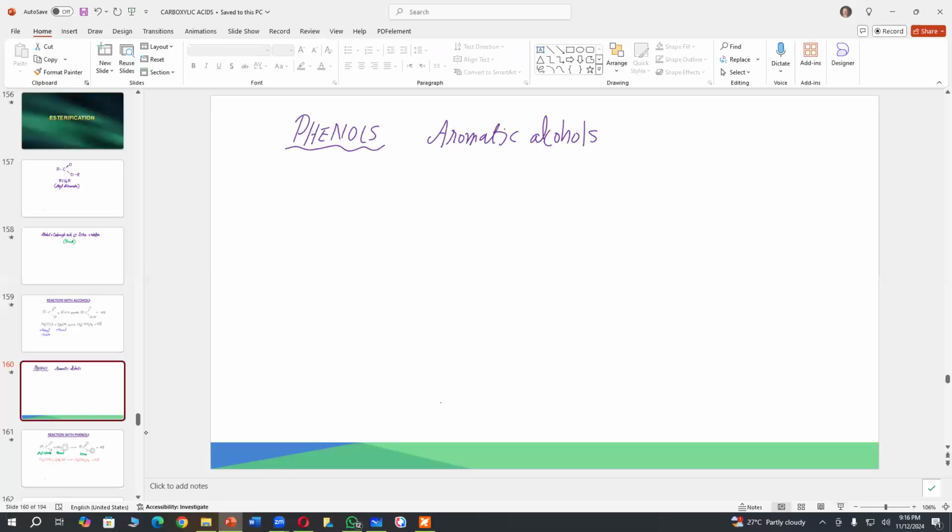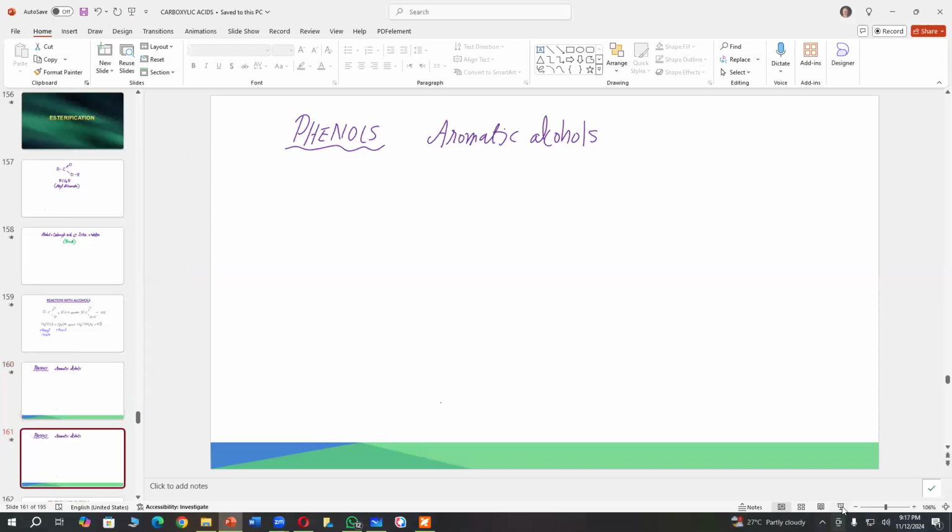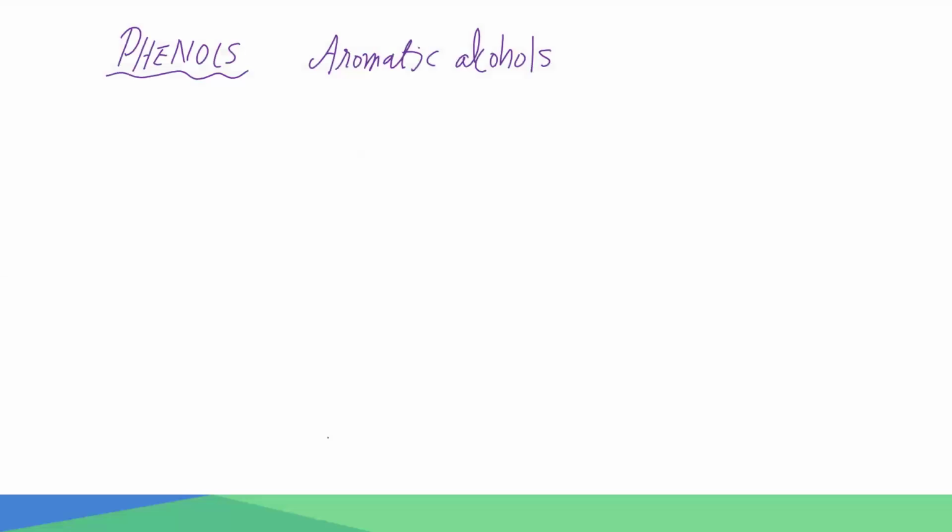phenols. Phenols are actually aromatic alcohols. So give a side heading, phenols. Phenols are aromatic alcohols. They are aromatic, meaning they have a benzene ring. Now let us introduce both of them. Both of them are very important for the later section.